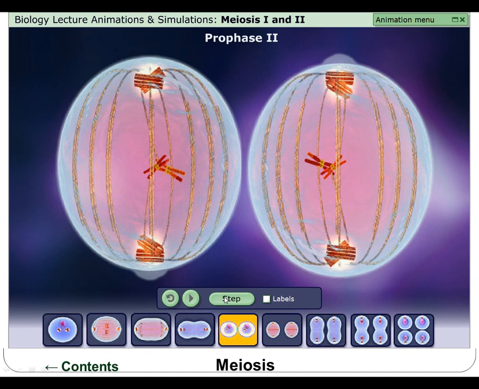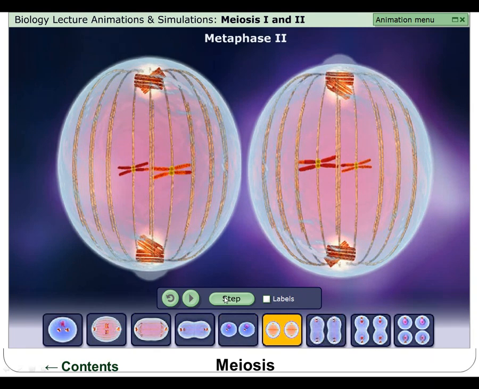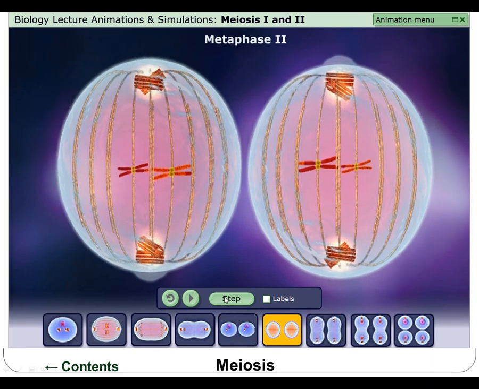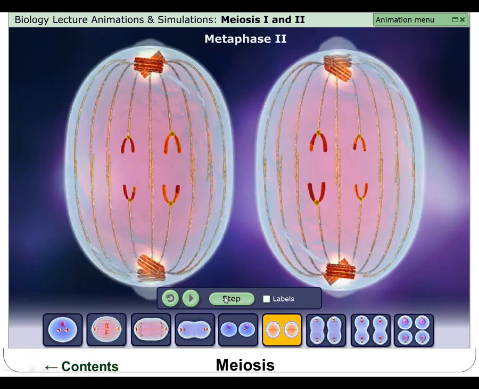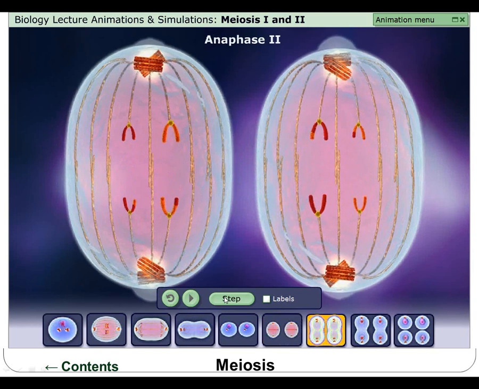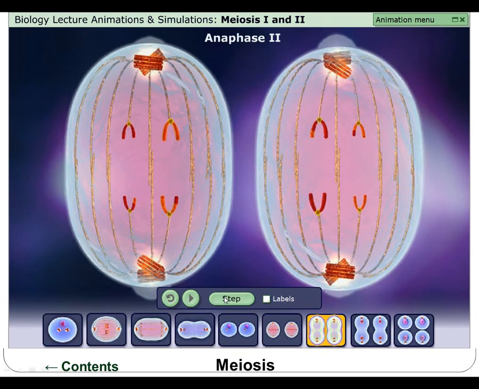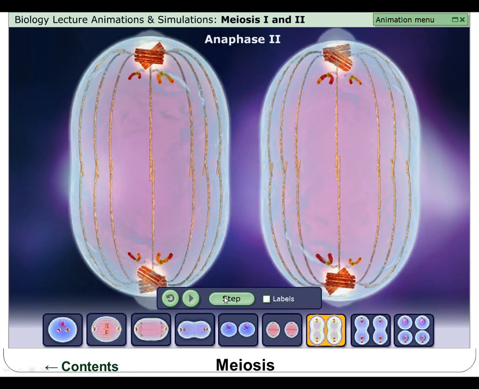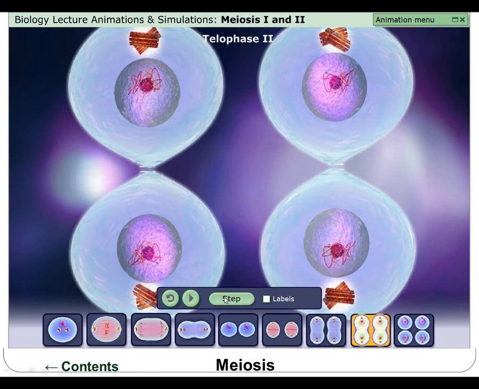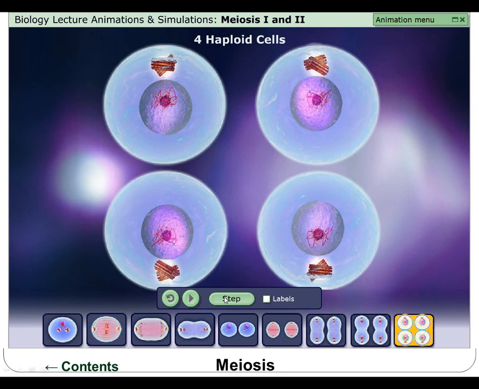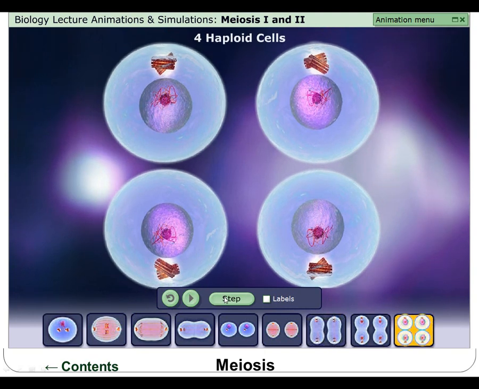And then during metaphase 2, what can I see? They're aligned together, the sister chromatids are aligned together. Then we have, what is this? Anaphase, where we can definitely see those individual chromatids separated from one another. And now another round of telophase and another round of cytokinesis. Very good. Producing how many cells? Four haploid cells.